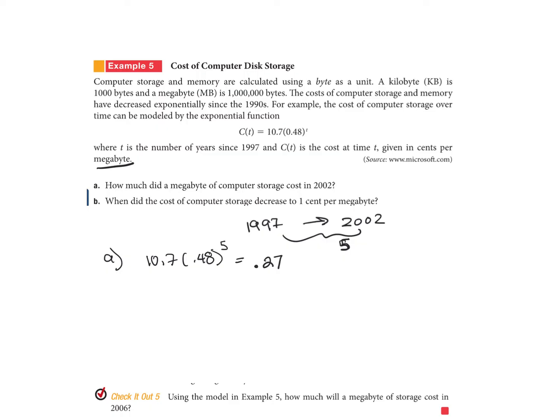When did the cost of computer storage decrease to 1 cent per megabyte? So we want to find out when this happened. All right, I'm going to isolate my exponential function. So the first thing is I'm going to take 0.01 divided by 10.7, and I get this number.